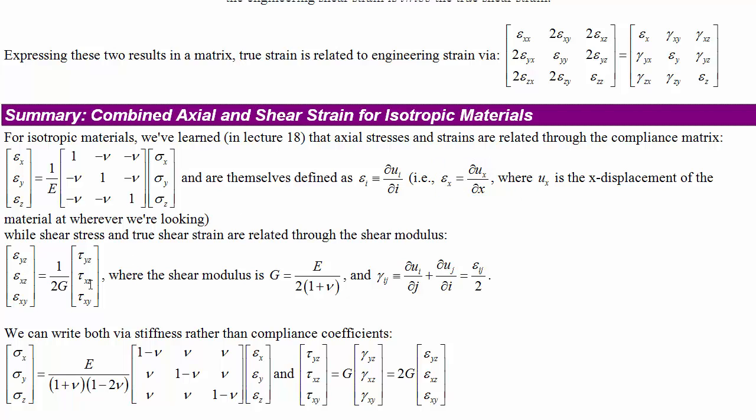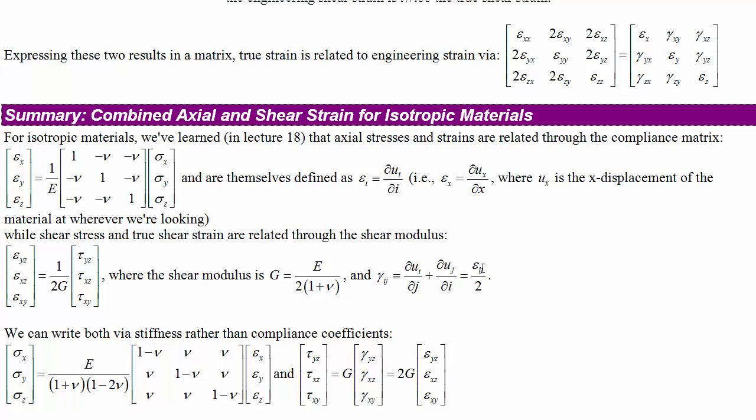And the shear stress and true shear strain are related through the shear modulus. So epsilon yz is equal to 1 over 2G, tau yz, etc., for the other coordinates. Where the shear modulus, at least for an isotropic material, is E over 2 times 1 plus nu, and the engineering shear strain is the sum of the complementary true shear strains.